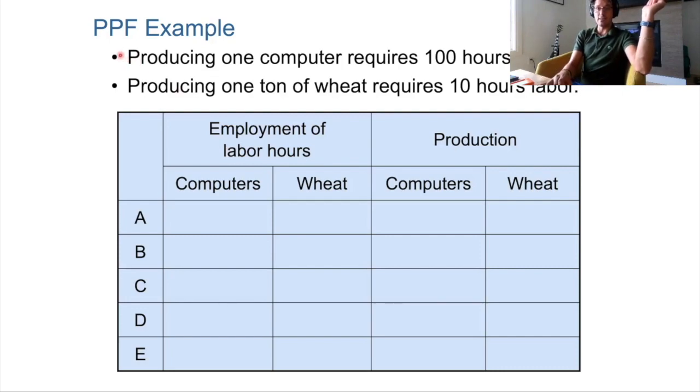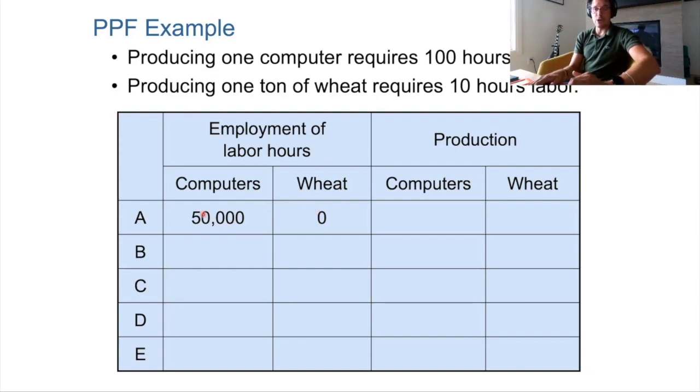The first two lines, line 1 and line 2, are telling us about the technology. Producing one computer requires 100 hours, and 1 ton of wheat requires 10 hours of labor. We have 50,000 labor hours. This is the total amount of resources. We can devote these labor hours to producing computers or to producing wheat.